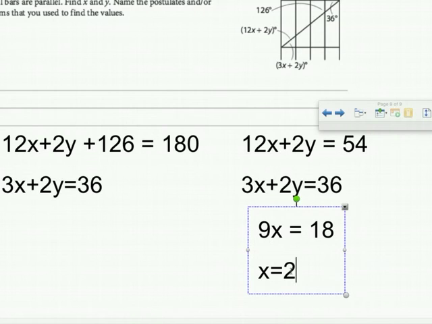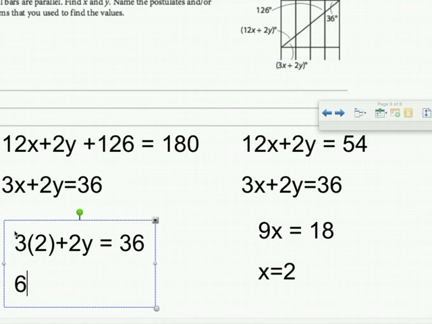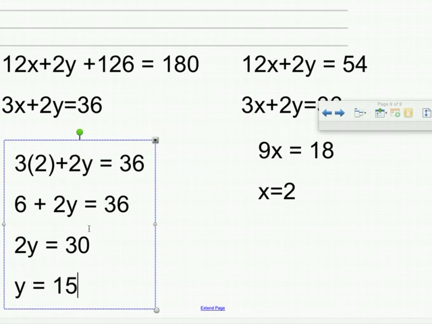Once I know that x equals 2, I can plug it back into either of these two equations in order to solve for y. Now, myself personally, I like this equation. The numbers are smaller, so I'm going to plug it in there. So I know that 3 times 2 plus 2y will equal 36. So that means 6 plus 2y equals 36. 2y equals 30, and y equals 15.